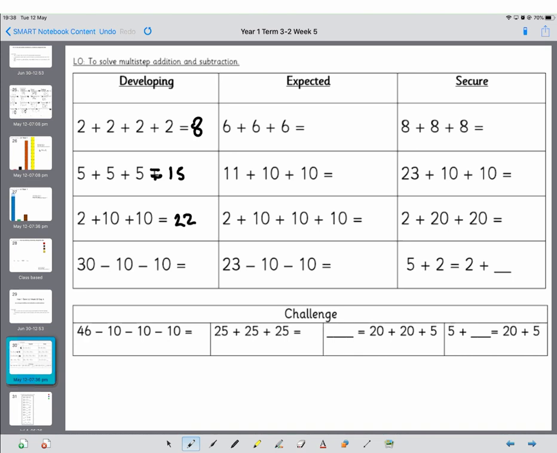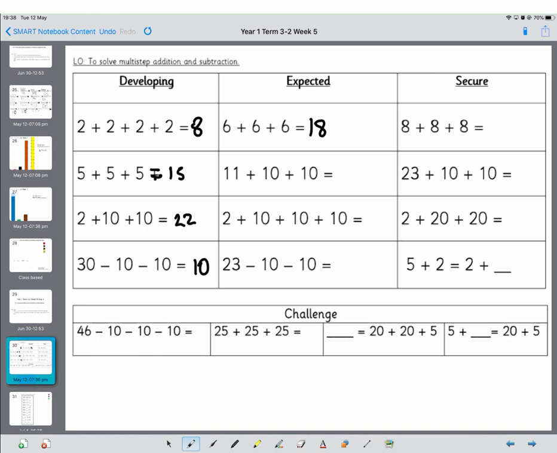And this time we're starting at 30. We're taking away one 10 bar, which makes 20. And we're taking away another 10 bar, which makes 10. Okay, so 6 plus 6 plus 6. Probably do that using arrays. That would be 6, 12, 18.